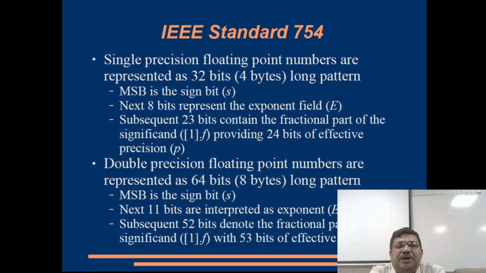right? And because of one hidden bit, you get one extra bit of precision without actually using that bit. So using 23 bits, you can get a precision of 24 bits for single precision. Using 52 bits for representing the fractional part, you can get a precision of 53 bits for double precision numbers.